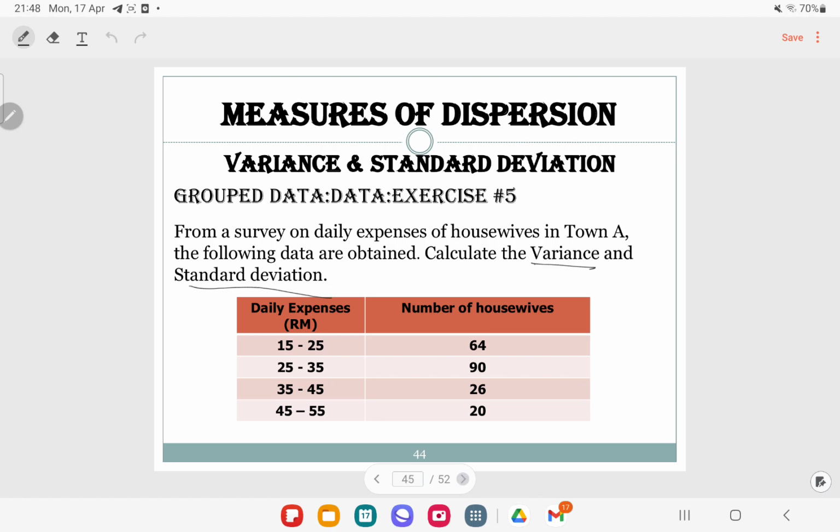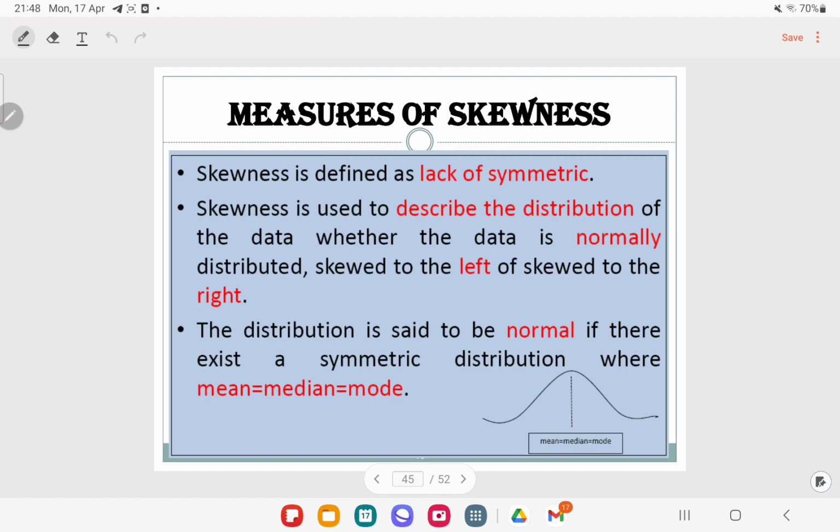Okay, and then next we are talking about the skewness. Same goes with the numerical measure of central tendency and also the measure of position. The aim of these numerical measures is to describe the distribution of the data. So same goes with the measure of variance here. The value of the measure of dispersion also can represent the distribution of the data.